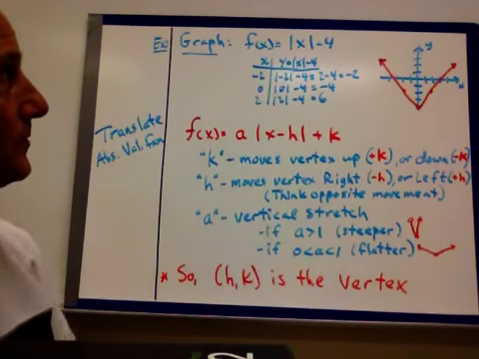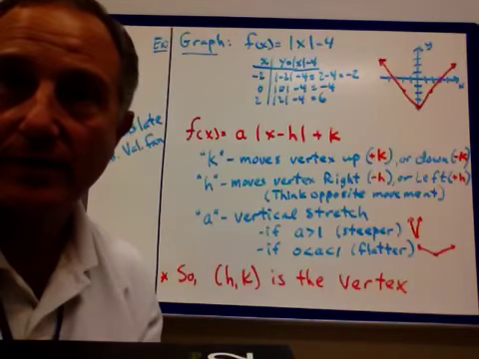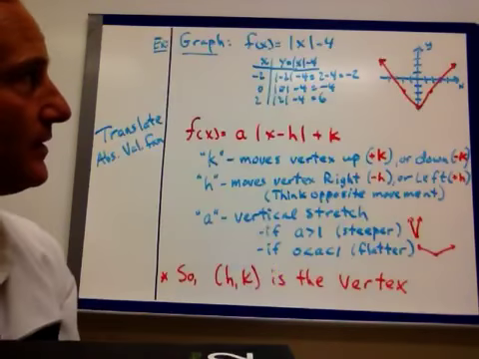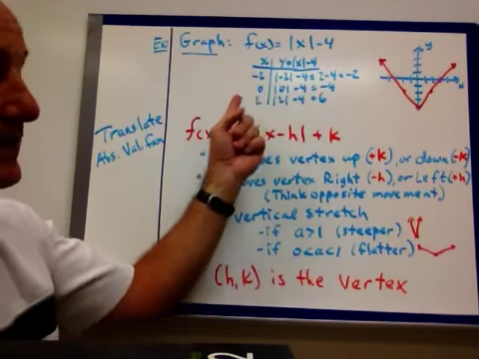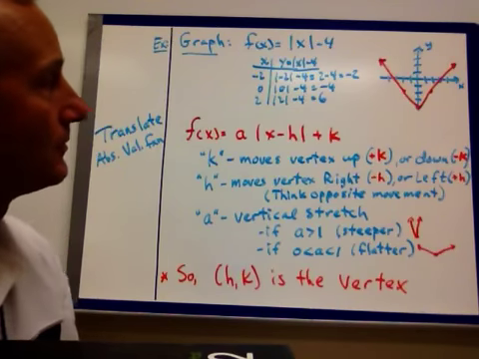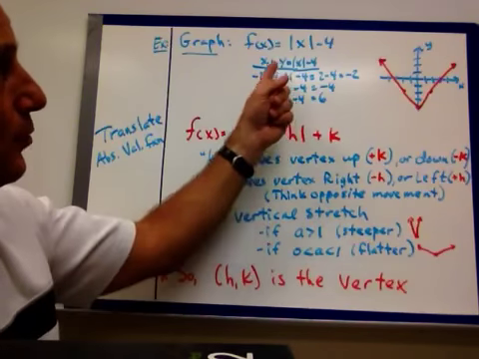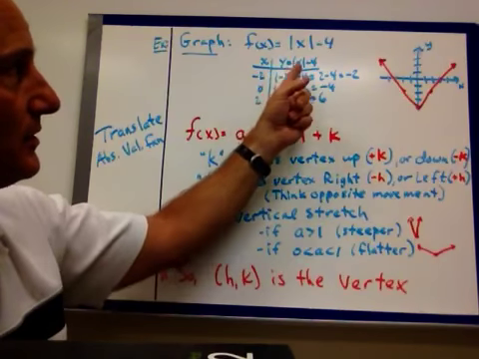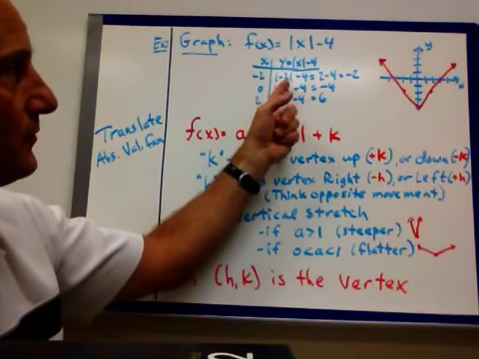Here's an example right here. If you have the function absolute value of x minus 4, we can make a simple xy table here. Plug in any numbers that you want for x. I chose negative 2, 0, and 2 like I did in the other example. Y, or f of x, equals the absolute value of x minus 4. Just plug in the negative 2 for your x.